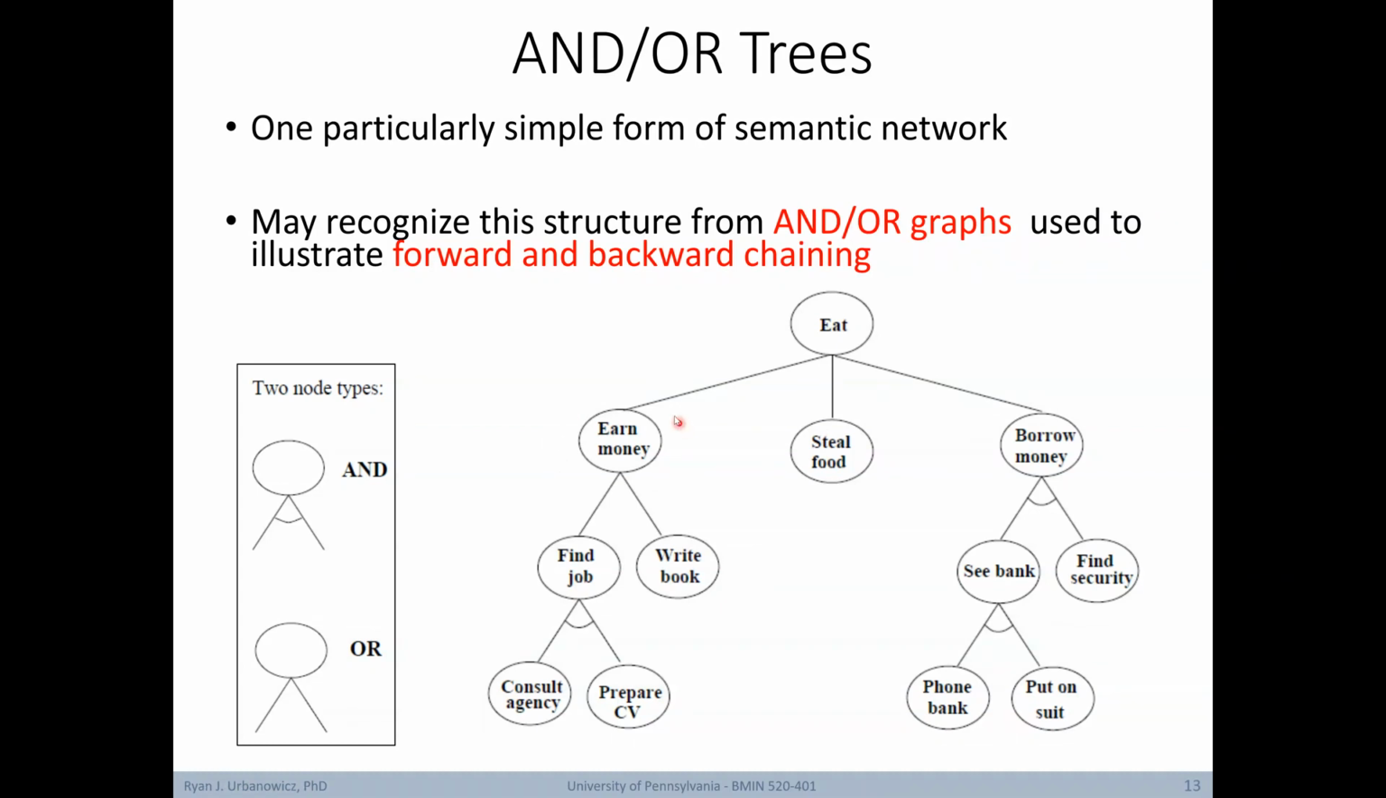In this case, in order to determine if you've earned money, you'll need to know if you've written a book or if you found a job. Either can be true to say that you've earned money. To determine if you've found a job, you'd need to know both whether you've consulted an agency and whether you've prepared a CV. Notice the and symbol here. We can interpret the right side of this tree similarly.